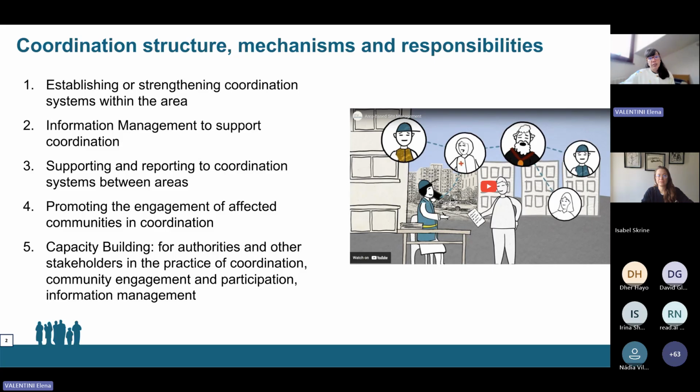Obviously, as site management actors, it's essential to promote the engagement of affected communities in coordination, including establishing direct links between the competent service provider and the displacement-affected community, sharing relevant information related to services and actors working in the area, and whenever appropriate, establishing and working with inclusive community governance structures. Finally, capacity building that can take different forms and can be something that the site management agency can contribute to strengthen local capacity. So it could be capacity building for authorities or other stakeholders in coordination, community engagement, participation, information management, or other core responsibilities of site management.